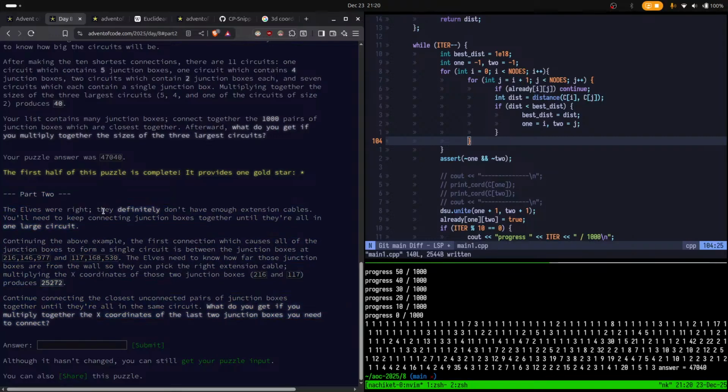Otherwise, let's see. Definitely don't have enough extension cables. We'll need to keep connecting junction boxes together until they're all in one large circuit. Continuing the above example, the first connection which causes all of the junction boxes to form a single circuit is between the junction boxes at.